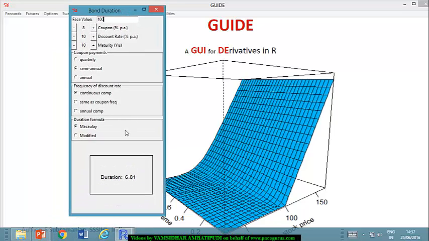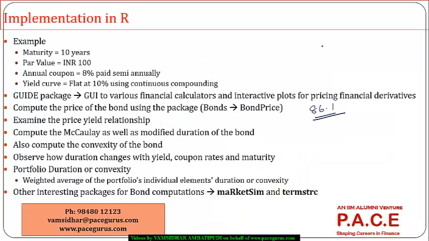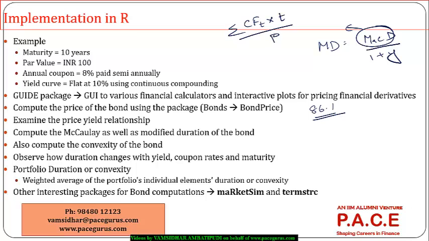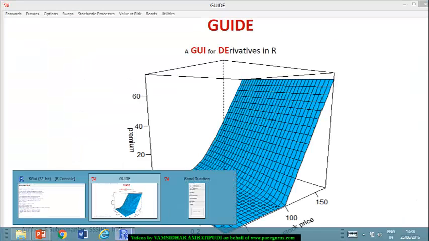One is the Macaulay duration and the other one is modified duration. If I am talking about modified duration, it is the Macaulay duration divided by 1 plus y. Macaulay duration comes out as each of the cash flows multiplied by the time period, and divide the entire thing by the price. Divide this by 1 plus y and I get the modified duration. So that is what we are trying to compute here.